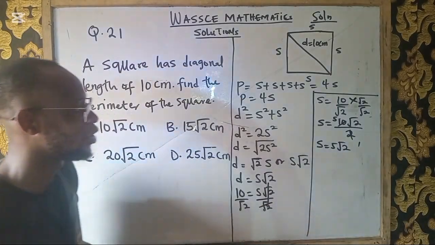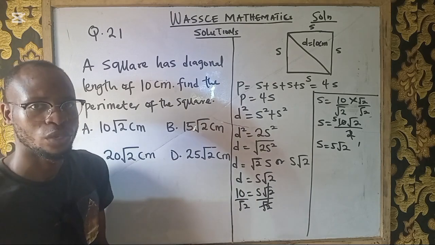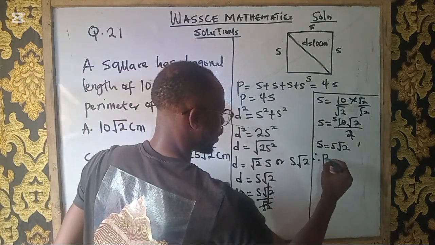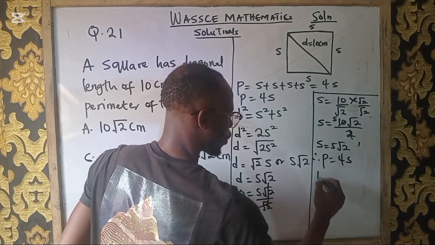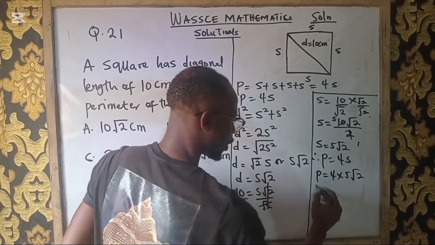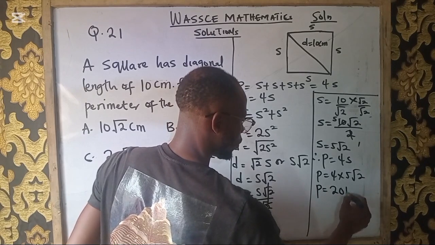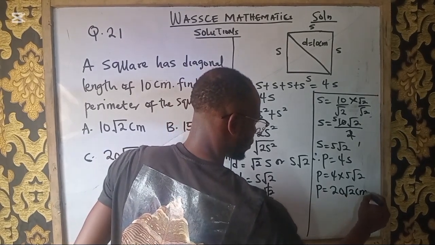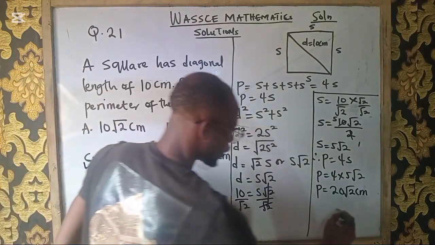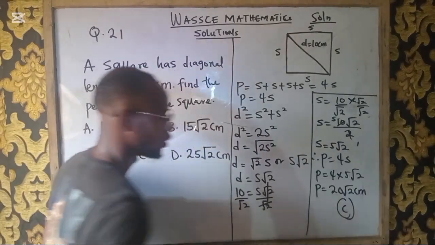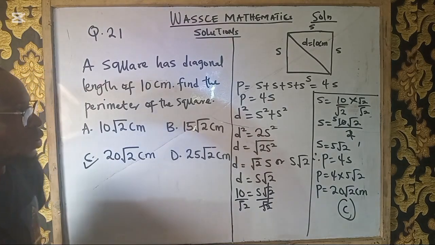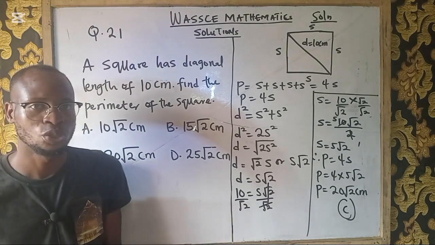So in that case, we can now find the perimeter of the square. Let's go back to the formula for the perimeter of a square. Therefore, perimeter is 4S, which means the perimeter is 4 multiplied by 5 root 2. And that's perimeter equals what? 20 root 2 centimeters. And that is option what? Option C. So the correct answer is option C. That's how to find the perimeter of a square. All right, so that will be the solution to the problem.